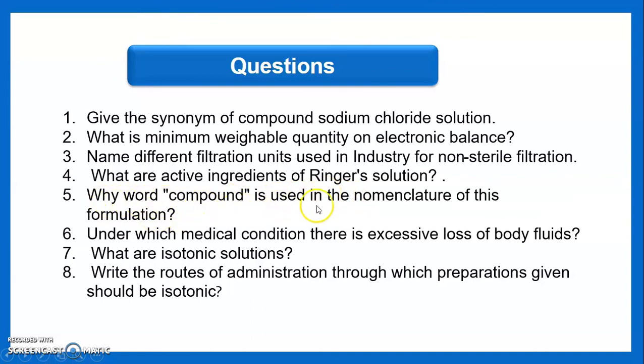Why is the word compound used in the nomenclature of this formulation? Here we use the word compound because compounding means the addition of more than 2 drugs. It is made from 3 main ingredients: sodium chloride, potassium chloride and calcium chloride. That's why it is known as compound. Adding more than 2 components is known as compounding. Under which medical condition is there excessive loss of body fluids? There are many conditions, but here we mention dehydration, diarrhea, then dysentery. These are the conditions where we lose excess water.